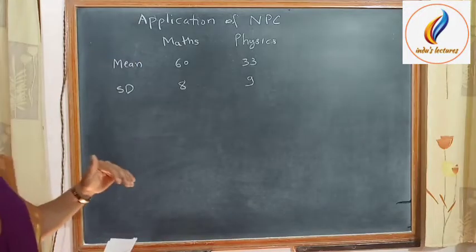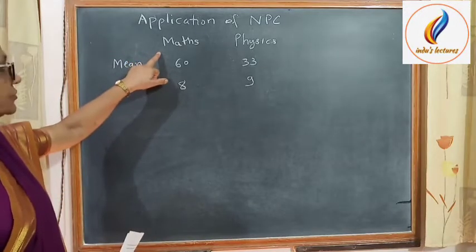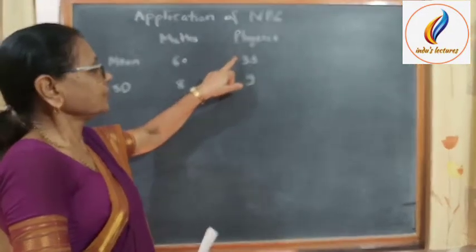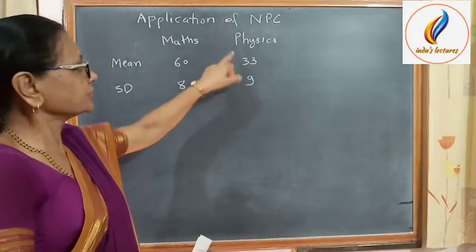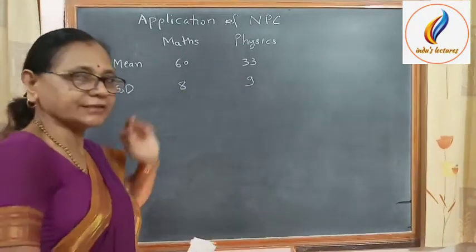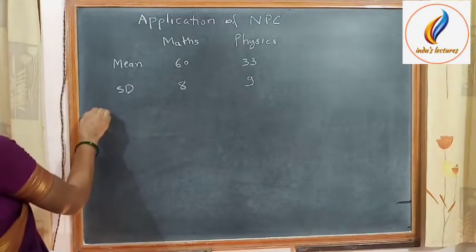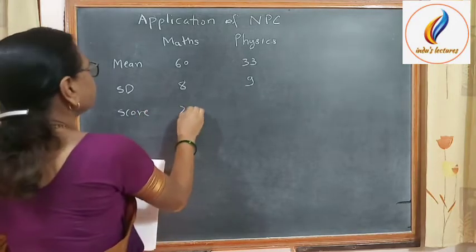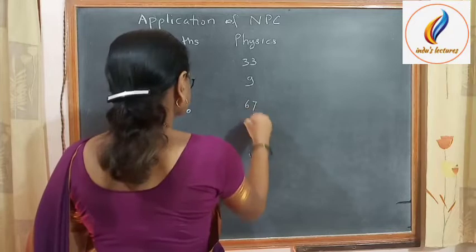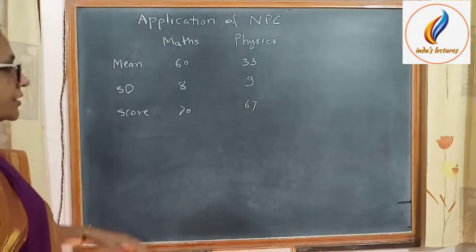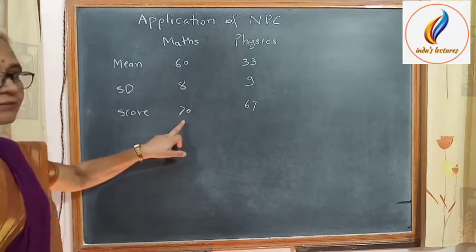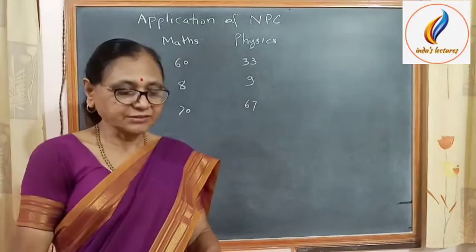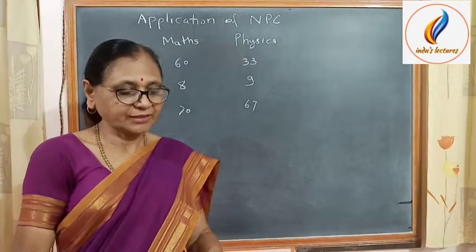Mean and standard deviation of mathematics scores of this group is 60 and 8. Similarly, the mean and standard deviation of the physics scores of the group is 33 and 9 respectively. Achievement scores are 70 and 67. That means the student has obtained a score in mathematics of 70 and his score in physics is 67. The question is, find out whether the student did better in mathematics or physics.